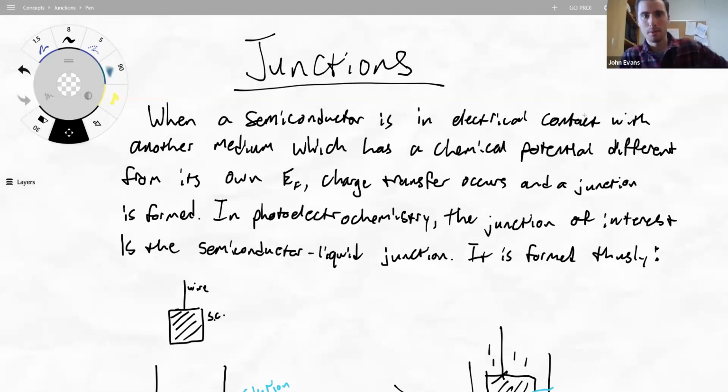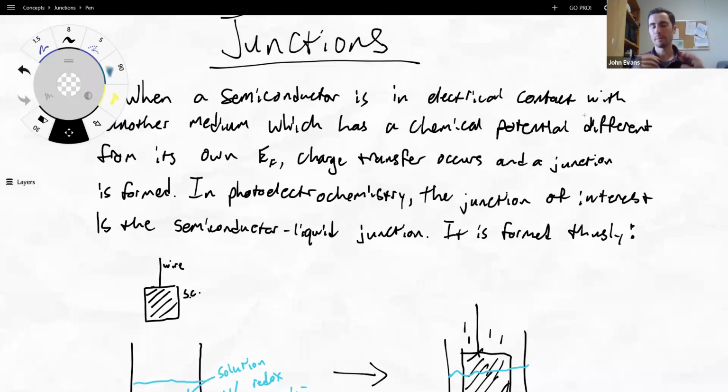All right, everyone. So this lecture is going to be all about junctions, how to form them, what they do, and some of the math behind it. Junctions are extremely important in semiconductor photoelectrochemistry. So this is going to be a pretty important lecture that maybe we'll reference a couple of times.